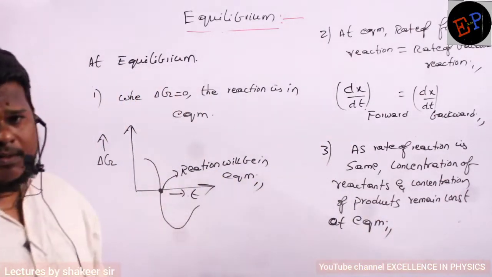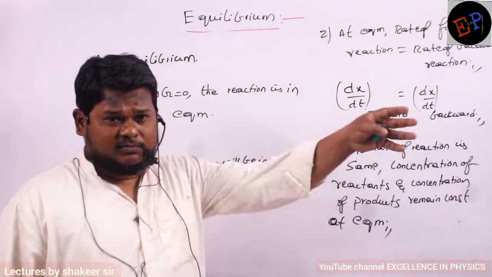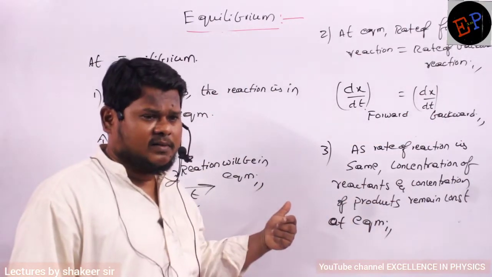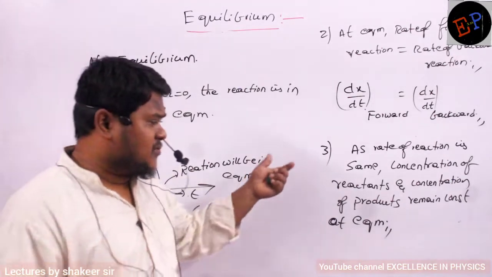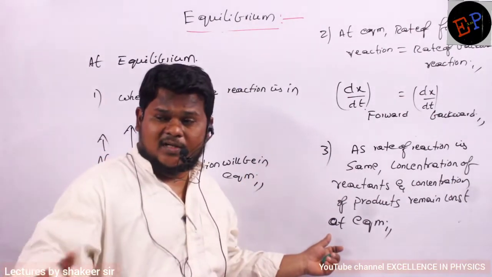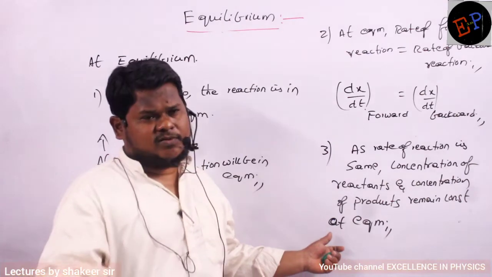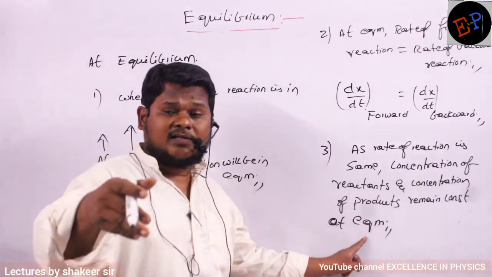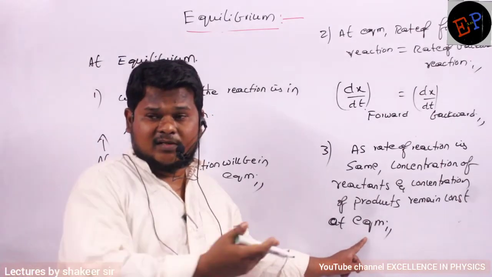Okay, ma? So what is the amount of reaction happening in the forward direction? The same amount of reaction is happening in the backward direction also. So therefore what happens to the concentration of products and the concentration of reactants? Ma? They should remain the same. But it doesn't mean that the concentration of products and the concentration of reactants are equal. That is not the meaning of it.